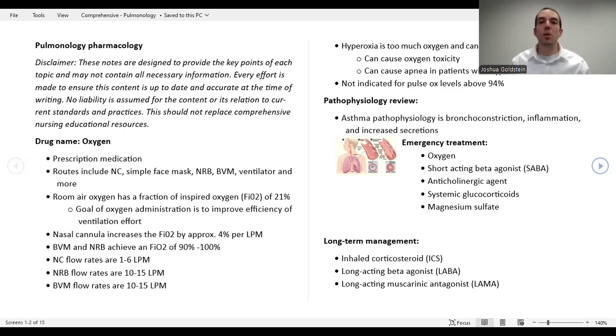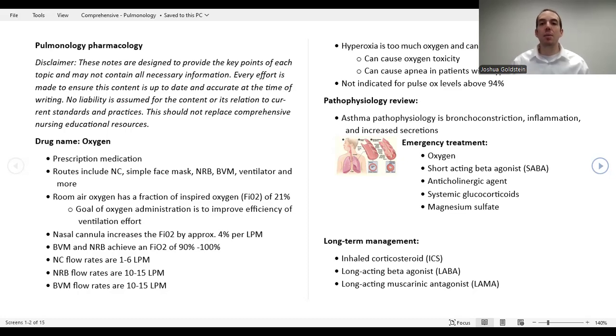Next, last point: we do not give oxygen to a patient that has a normal pulse ox level unless there's a specific reason to do so, like carbon monoxide poisoning, where we can't trust the pulse ox level. If a patient has a normal pulse ox level, what are you accomplishing by giving them oxygen?